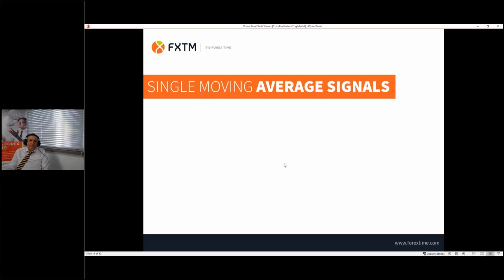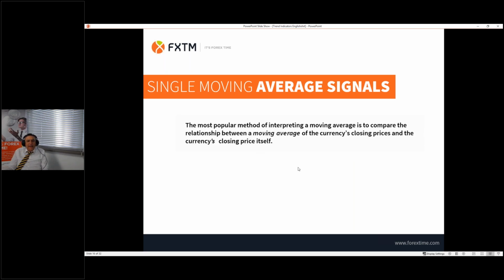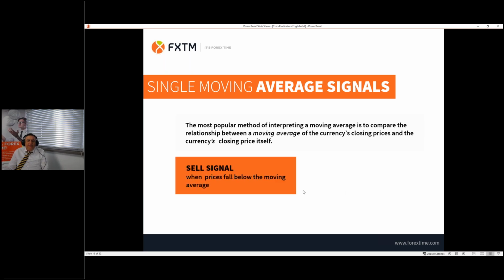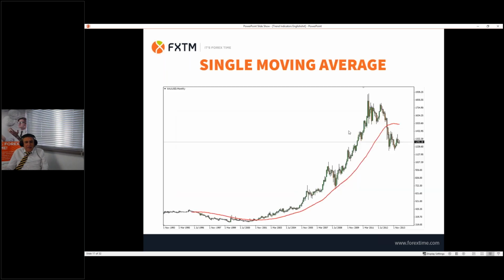Now we move on to a very popular tool, which is known as moving average. Actually what we do here, we average closing prices. All right, this is what we do. And the sell signal is generated when the price falls below the moving average line, and a buy signal is generated when the price moves above the moving average line. Very easy.